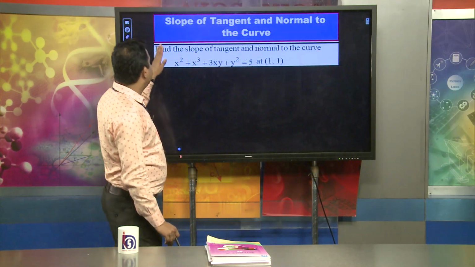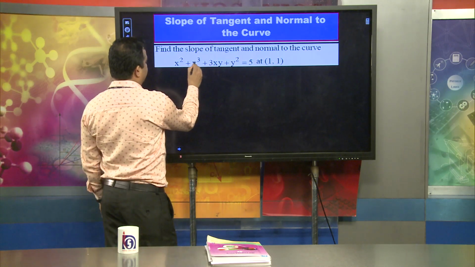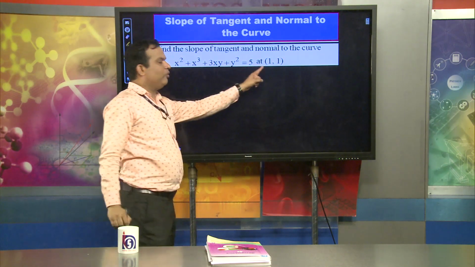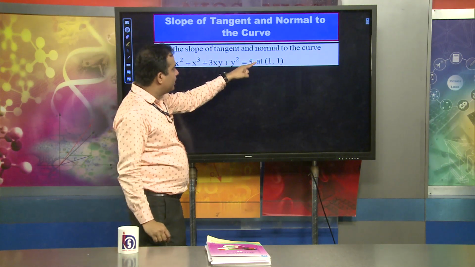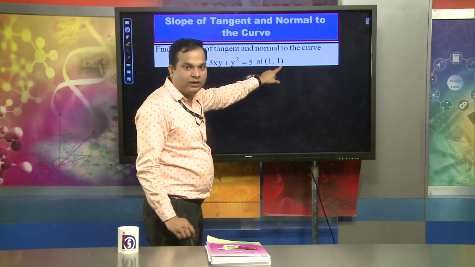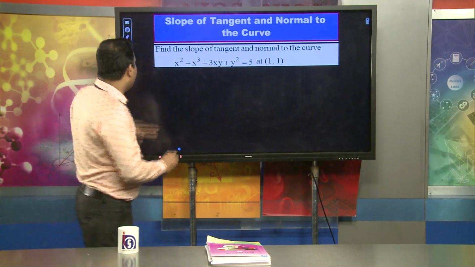Now we will find the slope of the tangent and normal to the curve x cube plus 3xy plus y square equal to 5 at the point (1, 1). That means x1 equal to 1, y1 equal to 1. So what will we do first? We have to differentiate this function. Now what will we do?